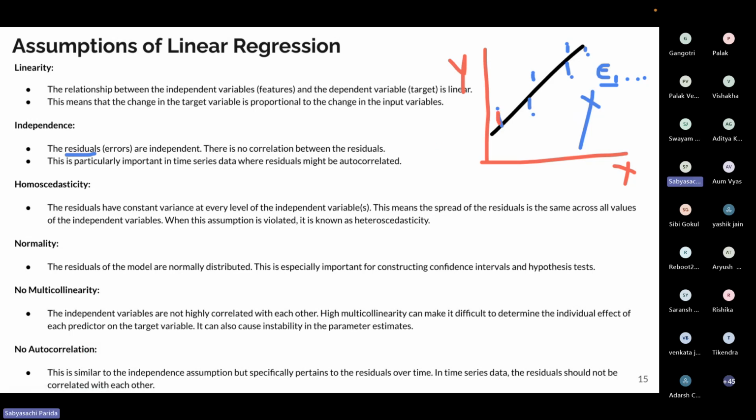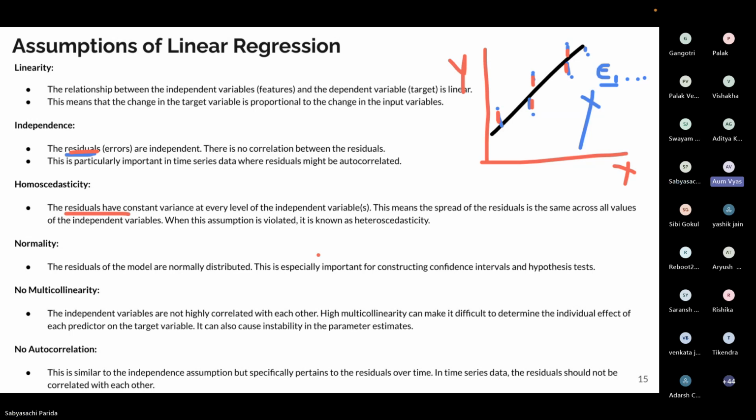Between the residuals I'm talking about, the red thing you are seeing, this residual should not be correlated to each other. And the other thing is homoscedasticity. This is also on the residual. So the residual needs to be independent and it also needs to be homoscedastic.